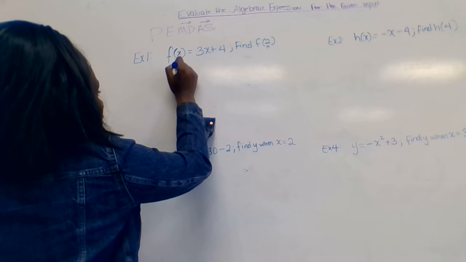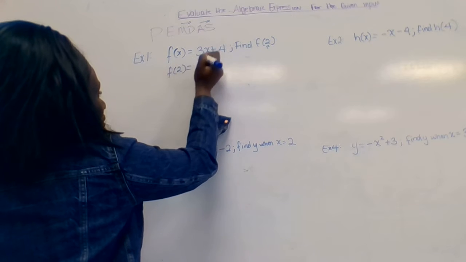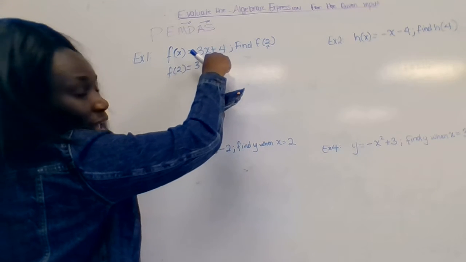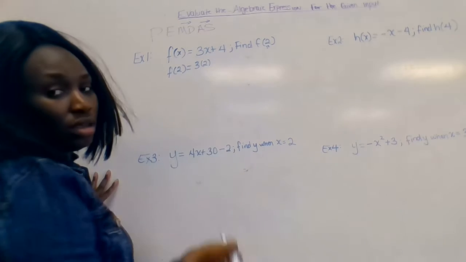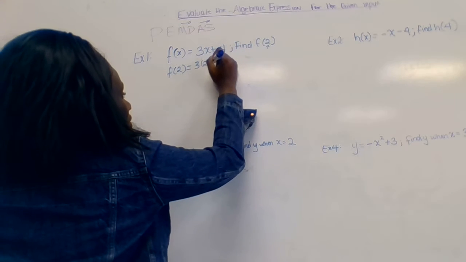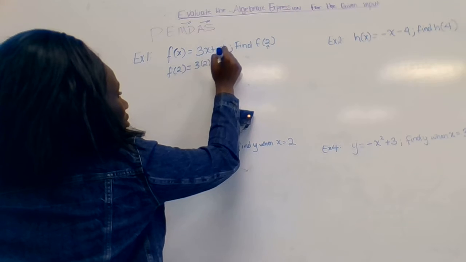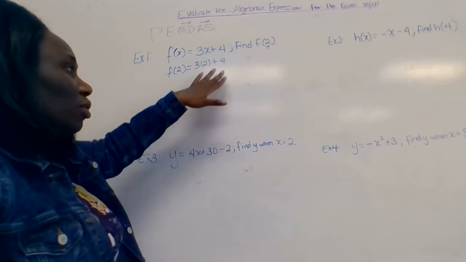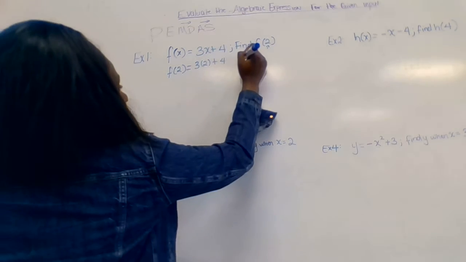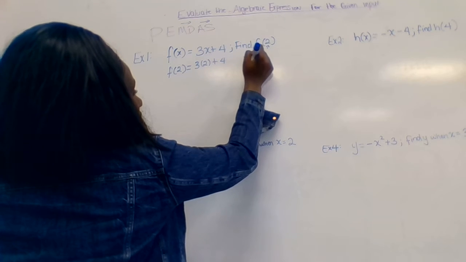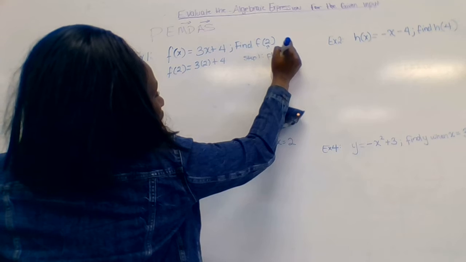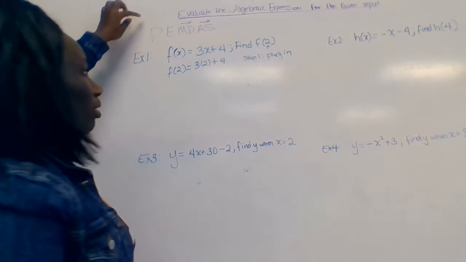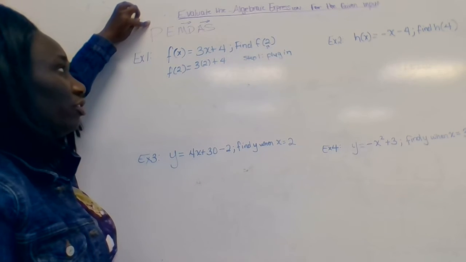So I will write f of 2 equals 3. And I have x, so I'm going to put 2, and remember to put it in parentheses. So 3, parentheses, 2, plus 4. Once you have plugged in, that's your first step. You just go ahead and evaluate using your order of operations.